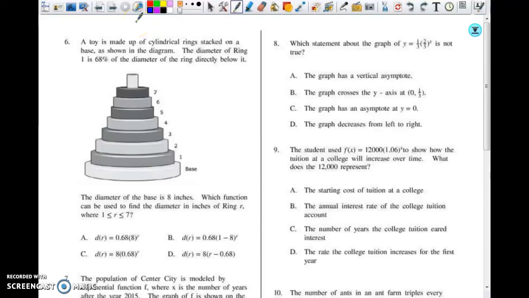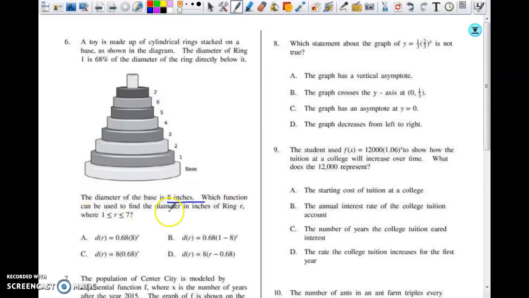Okay, I'm going to do the next page on this video. So number 6 is a toy is made up of cylindrical rings stacked on a base as shown in the diagram. The diameter of ring 1, that's this ring, is 68% of the diameter of the ring directly below it. So this is 68% of this one, okay? The diameter of the base is 8 inches.